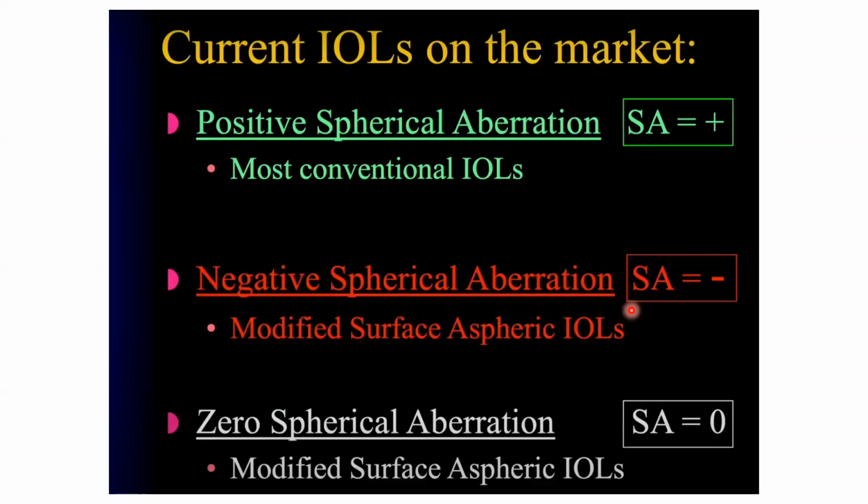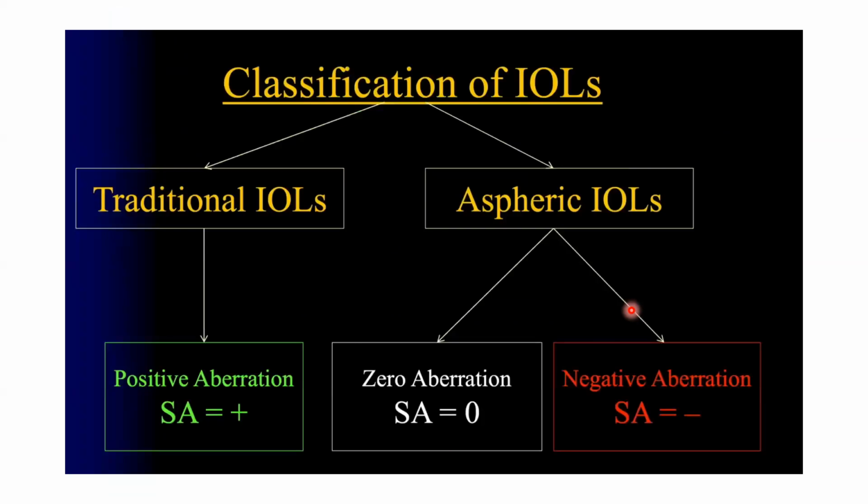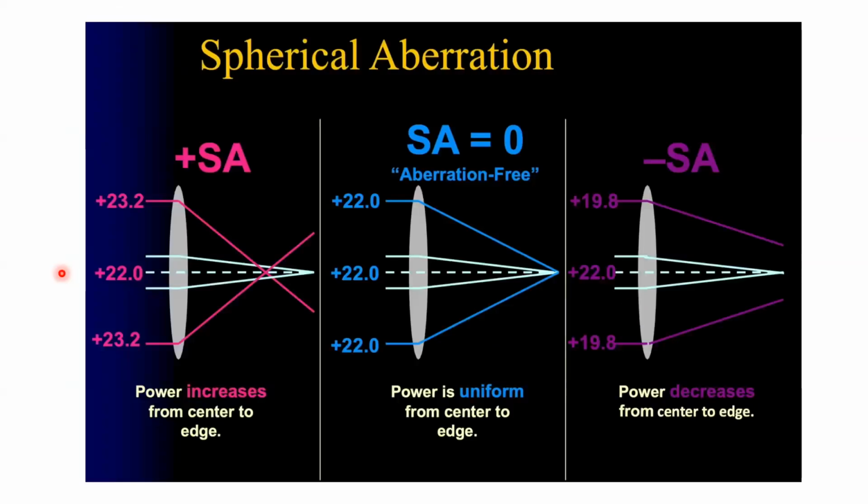So currently the IOLs we have in the market are positive spherical aberration IOLs, which are the most conventional, negative spherical aberration IOLs, and zero spherical aberration IOLs. So these are the kinds of IOLs we have in the market. Again, in a lens with positive spherical aberration, the power of the IOL increases from center to the edge. In a zero aberration or an aberration-free lens, the power is uniform from center to the edge. In a negative spherical aberration lens, the power decreases from center to the edge.